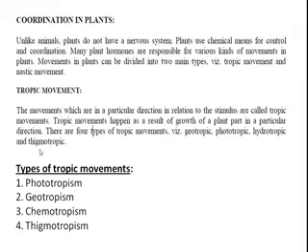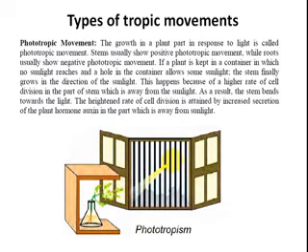Then what is thigmotropic movement? Thigmotropism means the tendrils of climbers grow towards support. Tendrils of climbers grow towards support, that is thigmotropism. And there is chemotropism. Some plant parts grow towards certain chemicals. That is called chemotropism. So all these things, learn one by one.